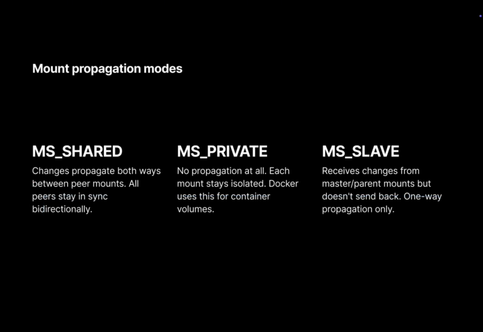Mount namespaces support propagation modes: MS_SHARED, MS_PRIVATE, and MS_SLAVE. And container runtimes use MS_PRIVATE to ensure mounts inside containers don't propagate to the host. And this is how Docker can mount volumes without polluting the host mount table.